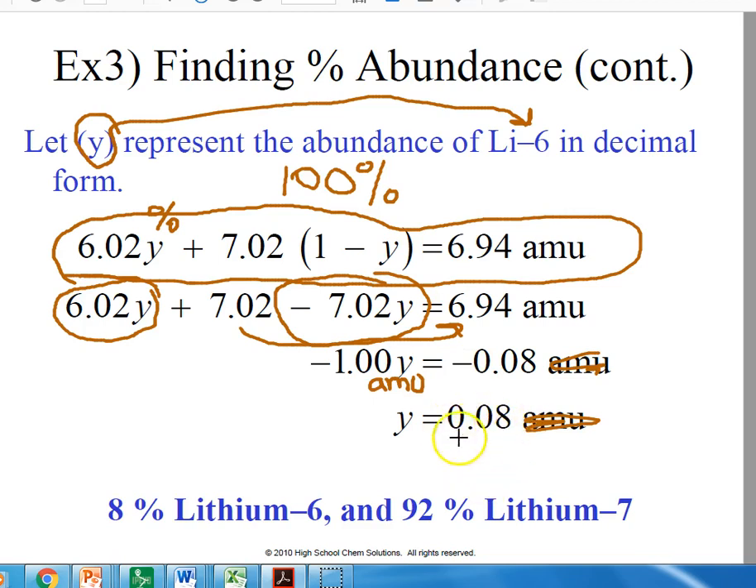Now that is the percentage for Y, and Y was assigned to lithium-6. So we can say that lithium-6 is 8% if we move our decimal, and therefore lithium-7 is 92%. Okay, so this is how you find percent abundance if you know your two isotopes along with your average.